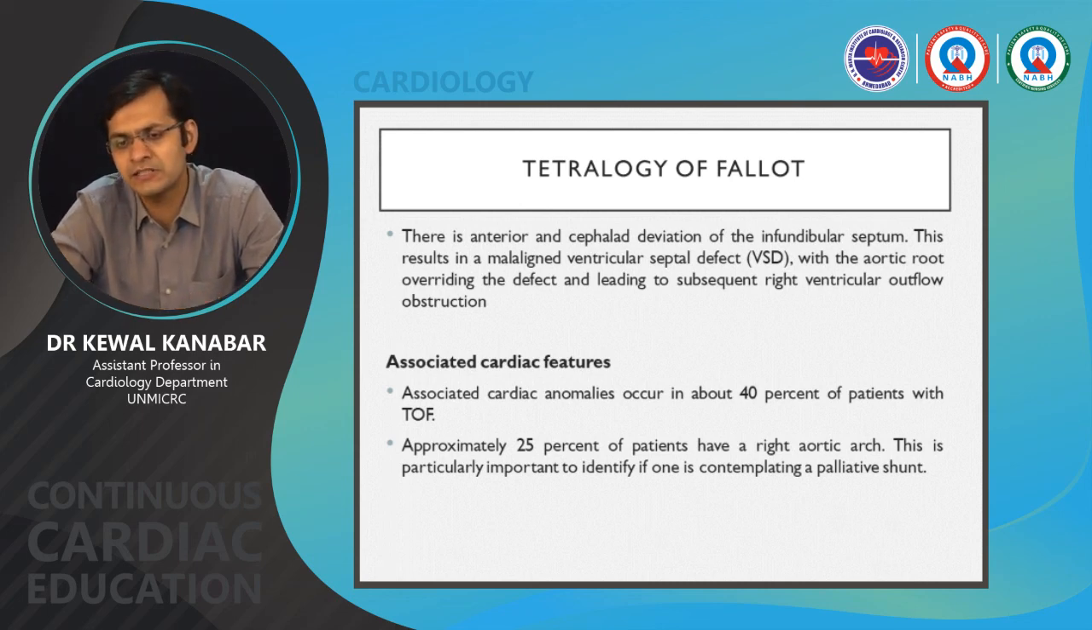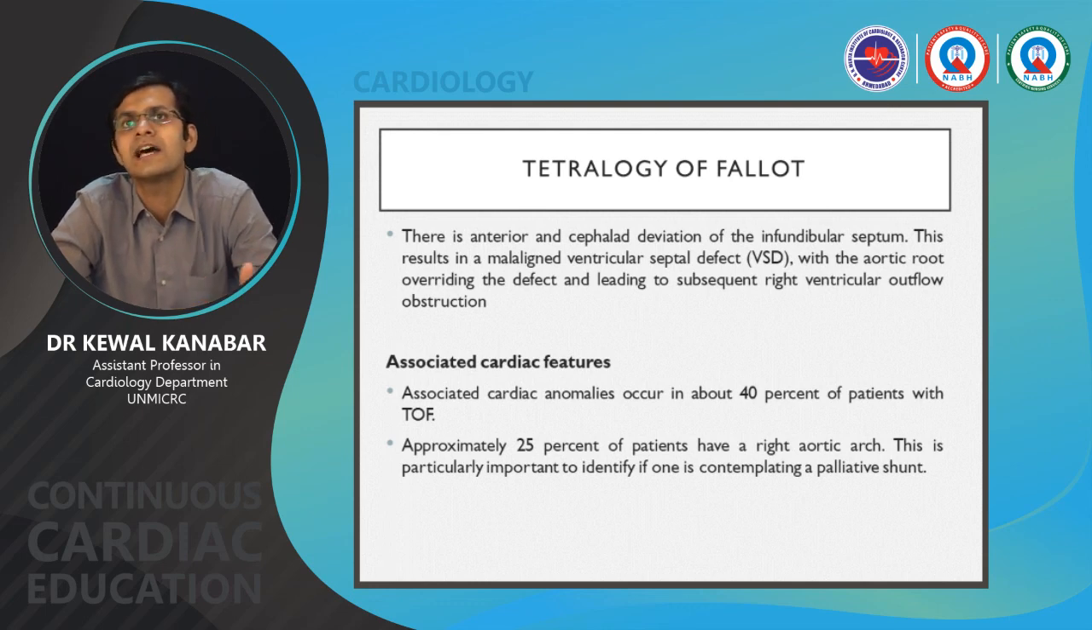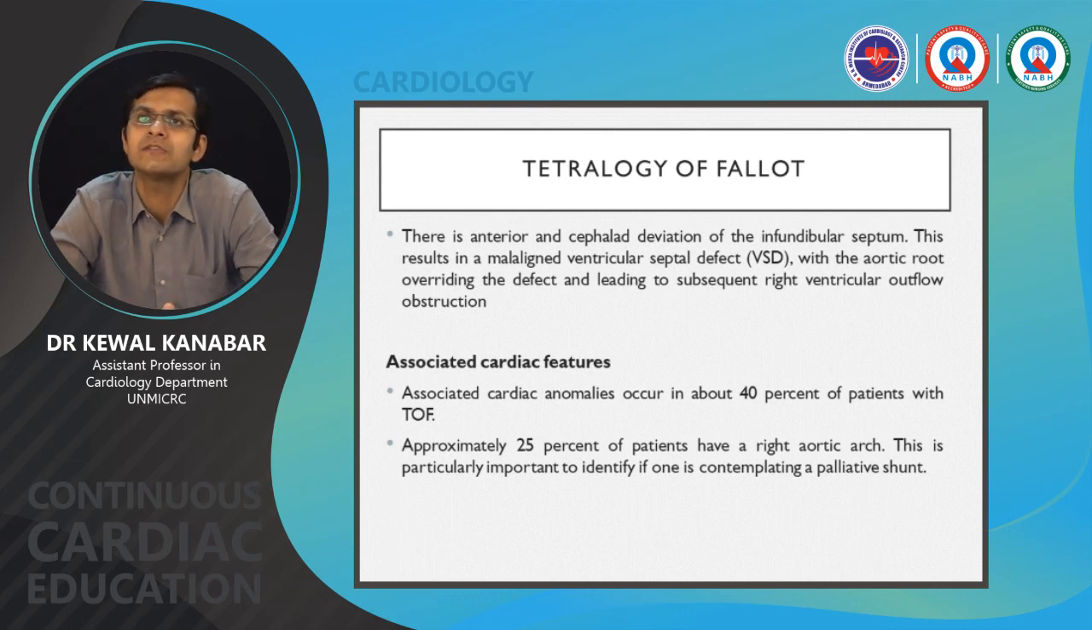Cephalic displacement is not very important. What is more important is anterior displacement. So there is anterior displacement of the aorticopulmonary septum or the conal septum, which results in a large VSD. So we usually have a large non-restrictive VSD, and consequent to the anterior displacement, there will be narrowing of the pulmonary artery. So maybe the narrowing of the RVOT or the pulmonary valve or the pulmonary artery.